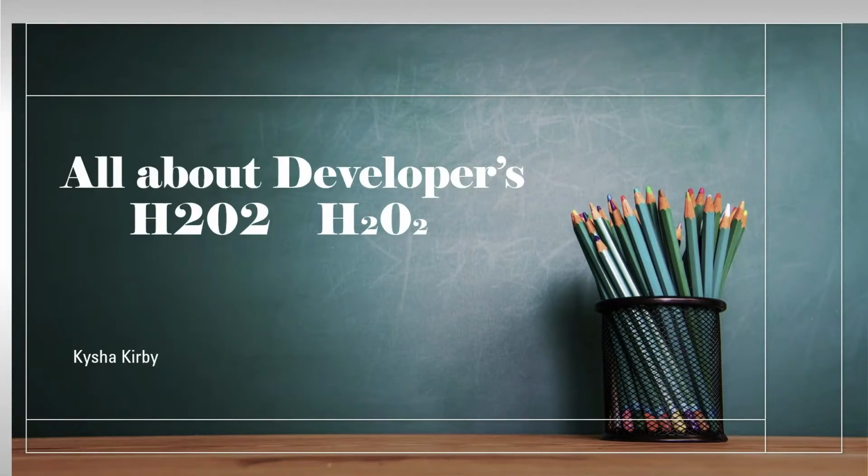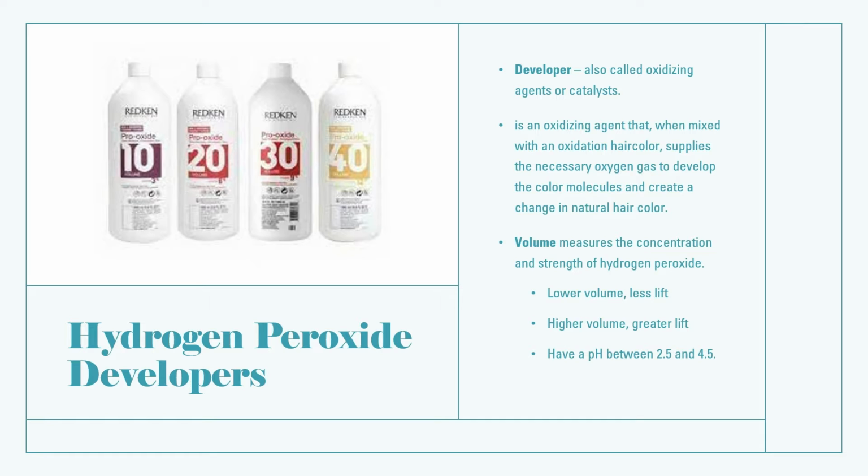And I also placed on the screen the two ways that they can use this as a test question as well, with using the technical way of saying developers, which is hydrogen peroxide, with using the numbers. Hydrogen peroxide, which is also known as developers. On the picture, you can see them when they come in from a 10 developer all the way up to a 40 developer, or volume, 10 volume to 40 volume.